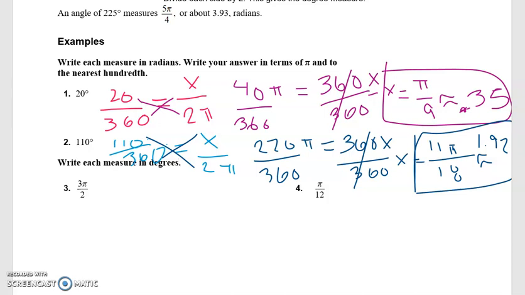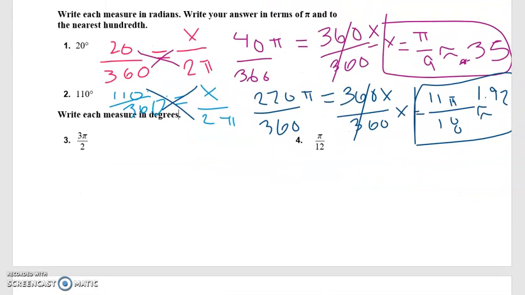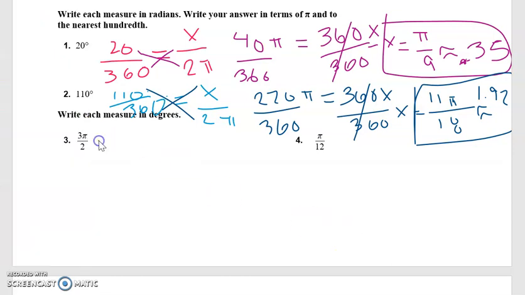Okay, so now we're going to go backward. We're going to go from radians to degrees. Okay, get a different color. Okay, so this is a measure in radians. We want to find degrees, so we have 3 pi over 2.